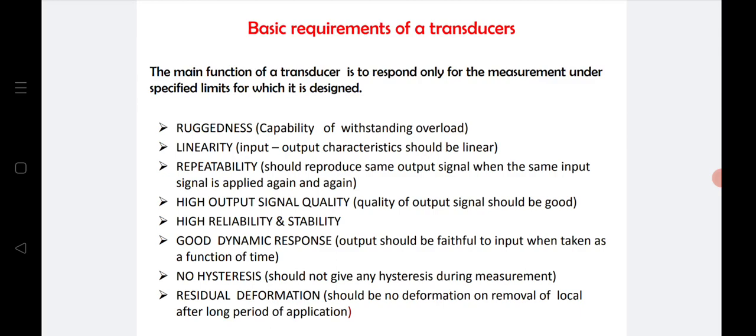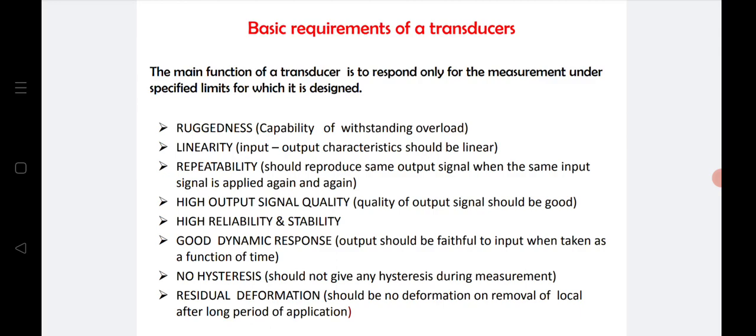The next one is good dynamic response. The output should be faithful to the input when taken as a function of time. That means if at t equal to 1 second I consider my output, the same output I need to get at t equal to 2 seconds, because I am giving the same input at t equal to 2 seconds.